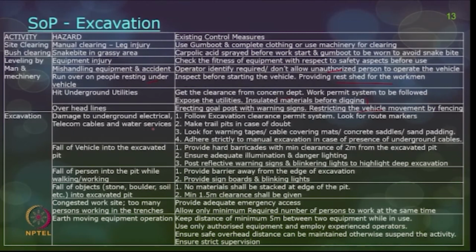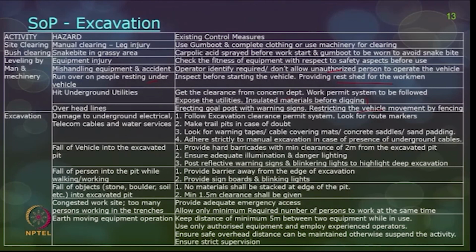Excavation, damage to underground electrical, telecom cables and water services: follow the excavation clearance permit system, look for route markers, make trial pits in case of doubt, look for warning tapes, cable covering mats, concrete saddles or sand padding, and adhere to manual excavation in case of presence of underground cables.